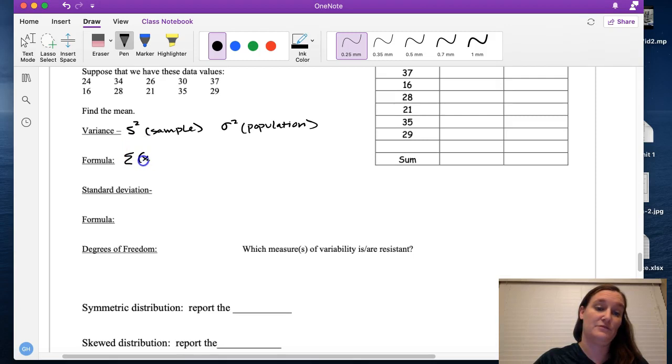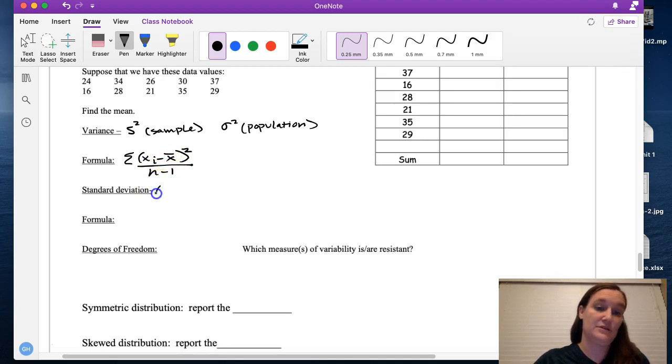Here's the formula for it. If you ever see that on formula sheets, you'll notice X bar is in the formula. There's a summation. We'll talk about that when we do this example because we'll find the variance on the way to finding the standard deviation. But you'll notice it uses X bar in the formula, which is why the variance is not resistant, because the mean is not.